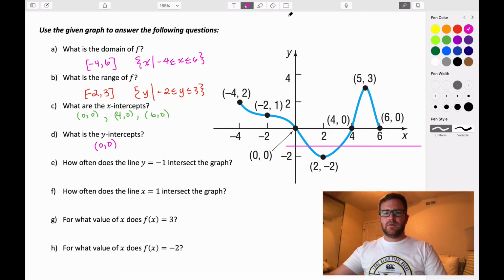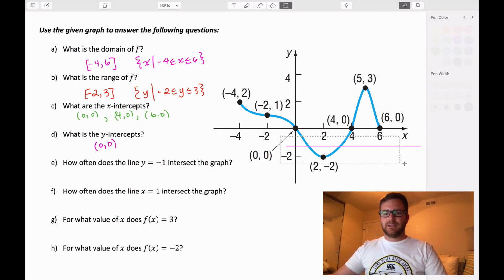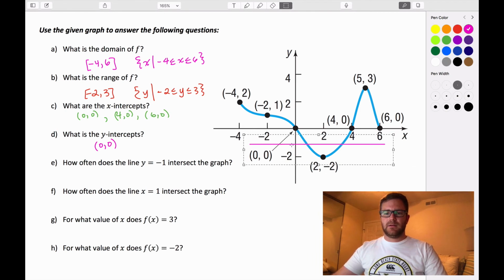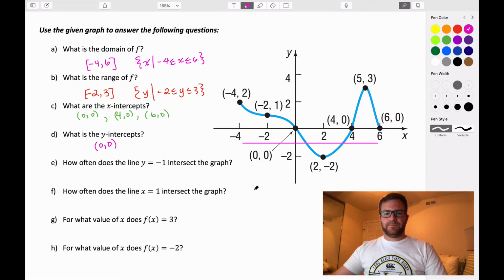And we can ask ourselves, how many times does this line intersect our graph? You can see that if we were to continue in both directions with this graph, it's going to intersect our graph in 2 places, here and here. So how often does it intersect the graph? You would say 2 times.